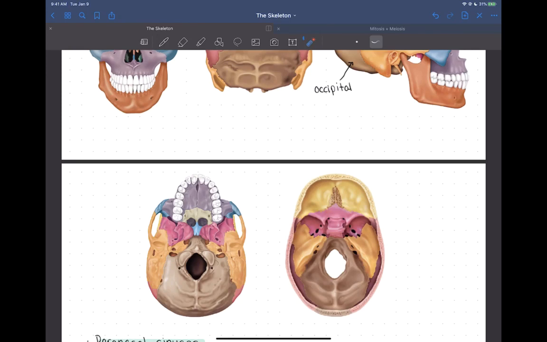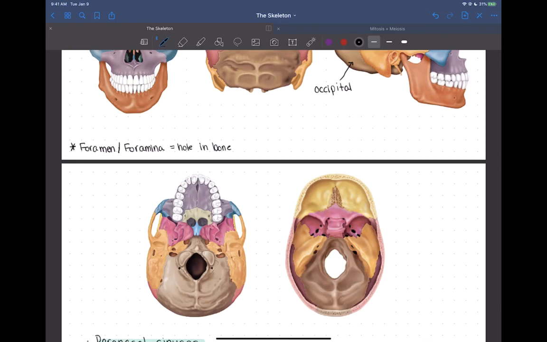So in lab, you're also going to learn the names of a lot of these holes that you see in the skull. I'm going to point out now, what we call a hole in a bone is a foramen. Foramen is just a hole in a bone, and foramen is singular. Foramina is plural.